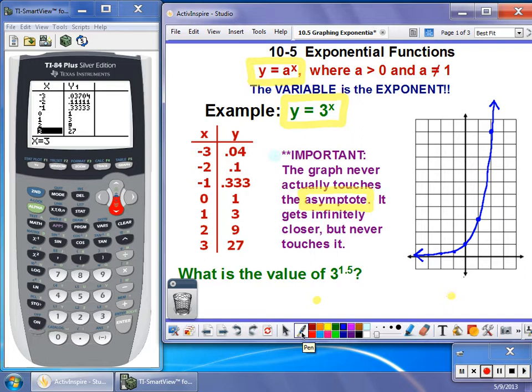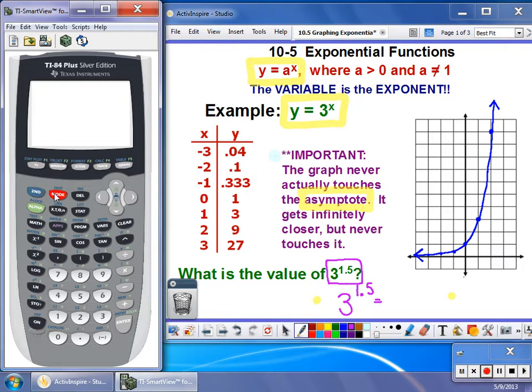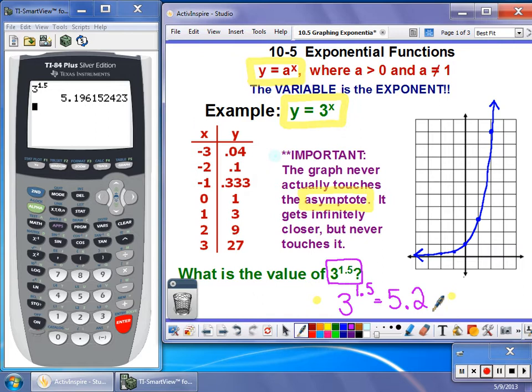The other thing you might be asked to do is to find an exact value. We graphed 3 to the x power, but what if I want to find out exactly what 3 to the 1.5 power is? If I look at my table, I don't have an x value for 1.5. So I go back to the main screen of my calculator, and I can just put in 3 and raise it to the 1.5 power. And when I do that, I get this big long decimal, and I'm just going to round it. Usually you'll be told 1 or 2 places. If it doesn't tell you, you get to pick. So I'm going to say that 3 raised to the 1.5 power is about 5.2.